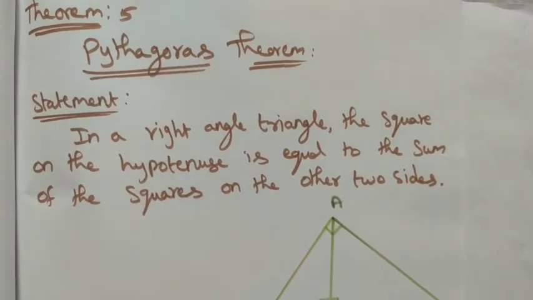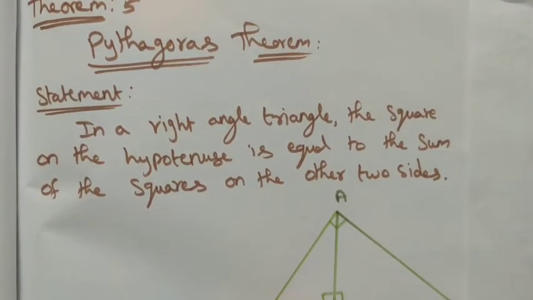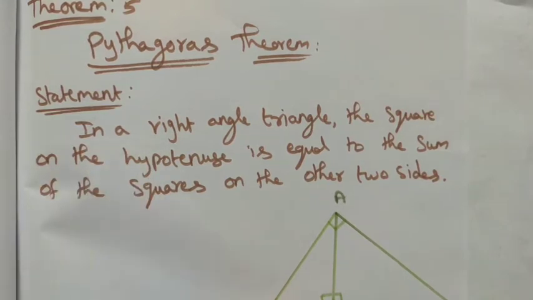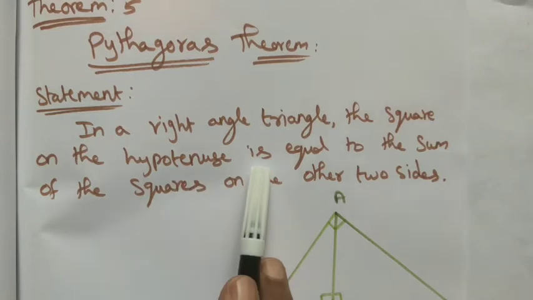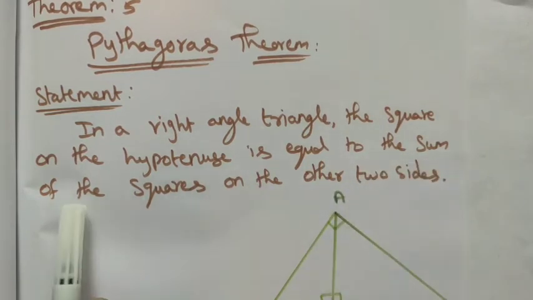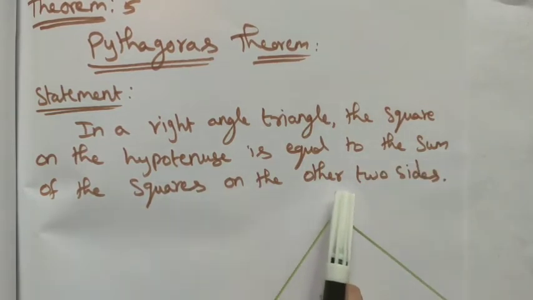Class 10. Theorem number 5, Pythagoras theorem. Statement: in a right angle triangle, the square on the hypotenuse side is equal to the sum of the squares on the other two sides.